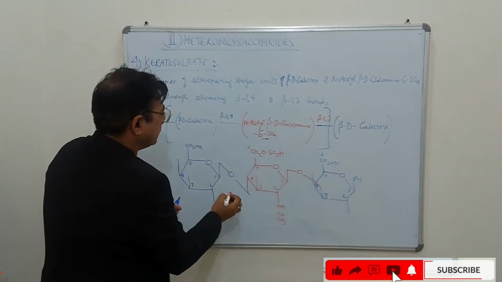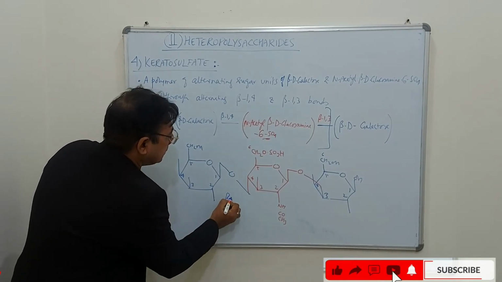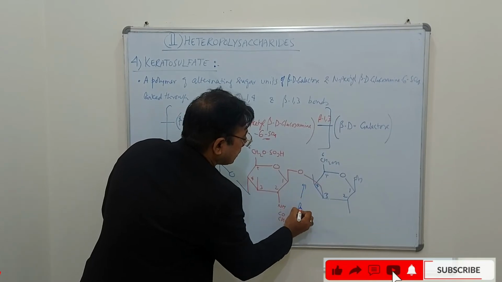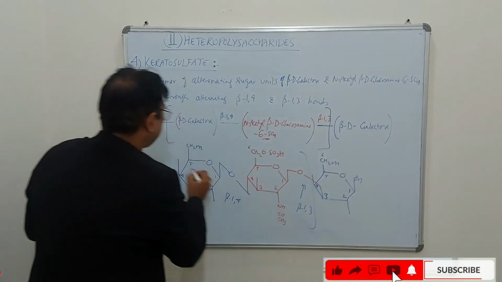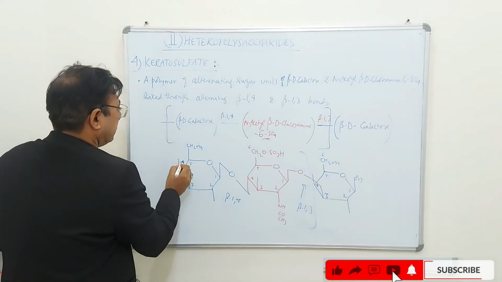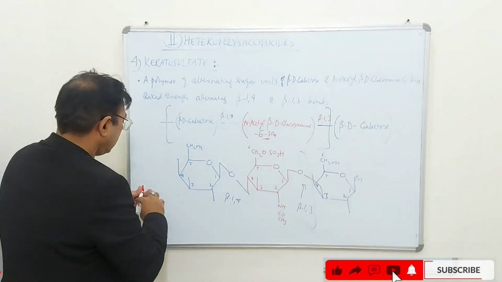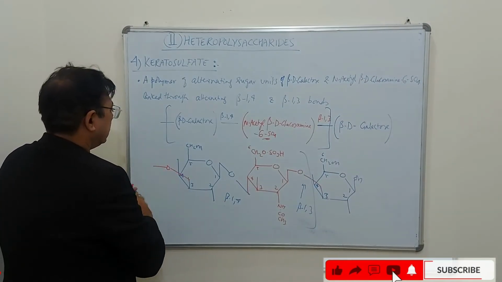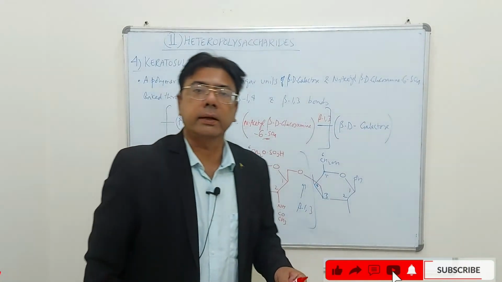So this is a beta 1,4 bond, and this is a beta 1,3 bond, and this pattern repeats. Again the 1,4 bond, then the 1,3 bond, here again it will be a 1,3 bond like this, and this pattern will repeat. So this is the structure of keratan sulfate.